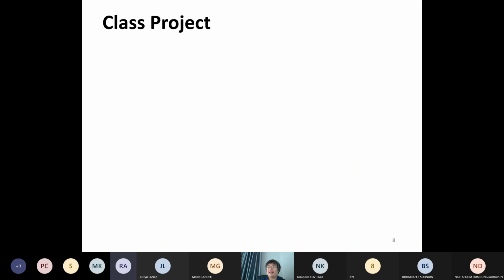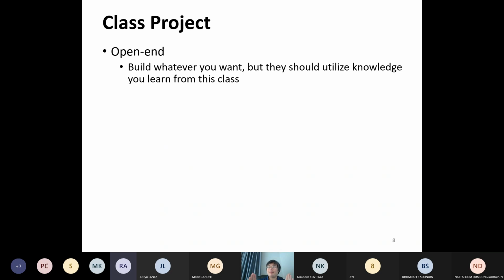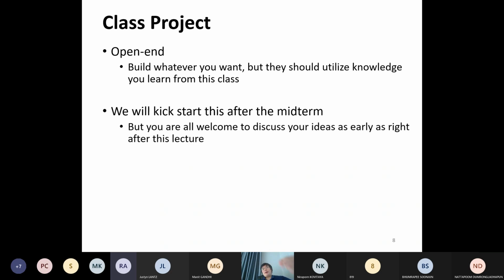So we have a class project as well. It's open-ended, so you get to build whatever you want. I'm stressing that, whatever you want. But you should be utilizing the knowledge that you learned from this class: basically, functional programming and parallel programming, anything that would make your program faster. We'll kickstart this formally after the midterm, but you're all welcome to discuss your idea as early as now.